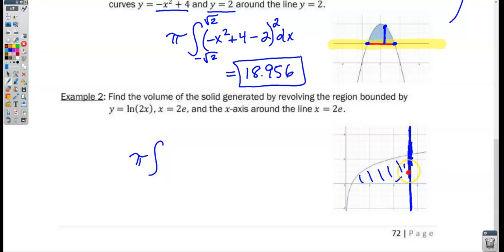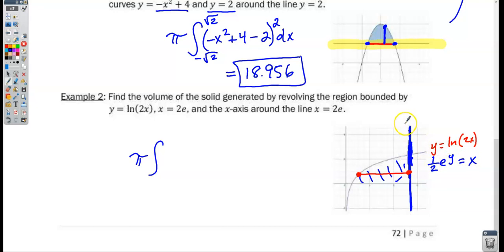So my radius is the distance from this line over to this curve. This curve is y equals natural log of 2x. If we solve this for x, we take e to both sides, so e to the y, and then divide both sides by 2. So 1/2 e to the y is equal to x. That's that curve as a function x equals some function of y.